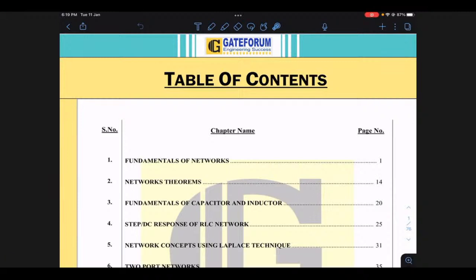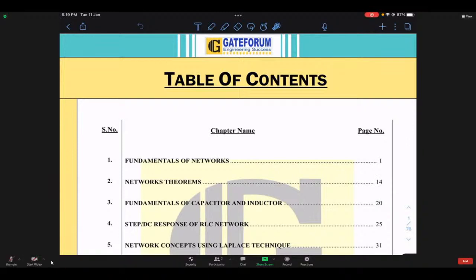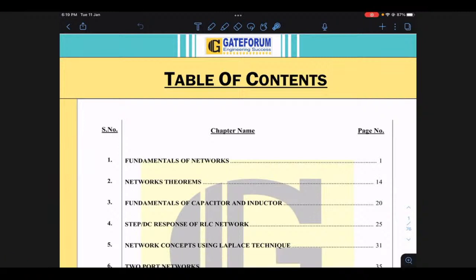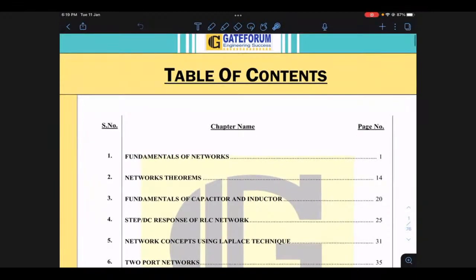So the network subject is a backbone to many other subjects, like analog circuits, up to some extent control systems, and up to some extent digital. If you take any core topics, everywhere you have networks directly or indirectly, right? From this particular subject in the GATE exams, we are getting around 9 to 10 marks of questions. So the weightage is around 9 to 10 marks.